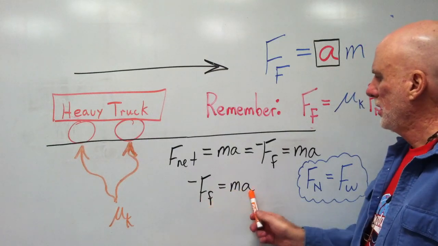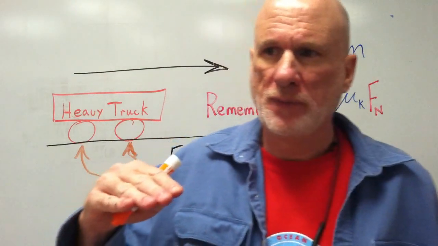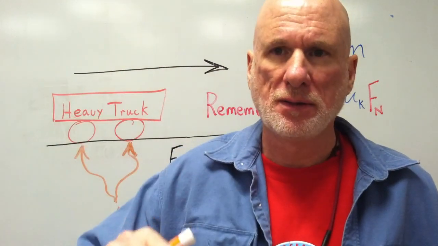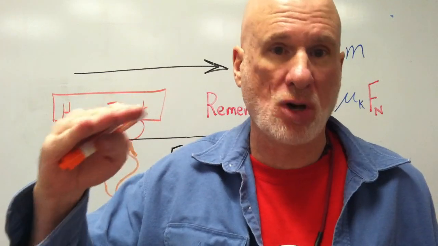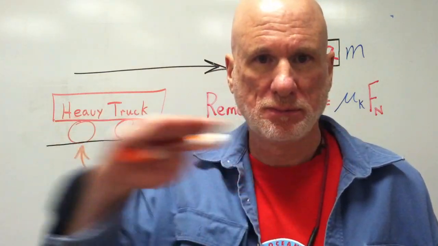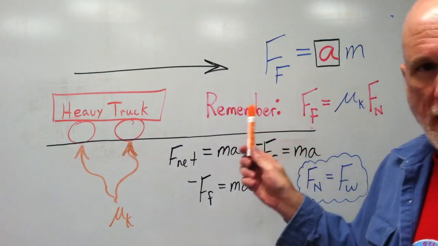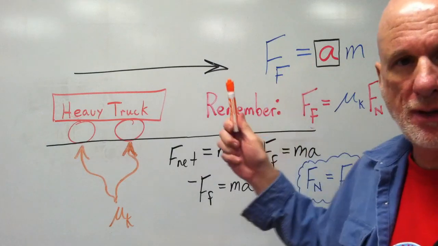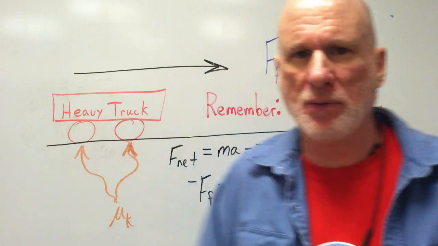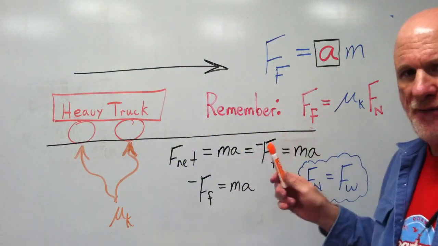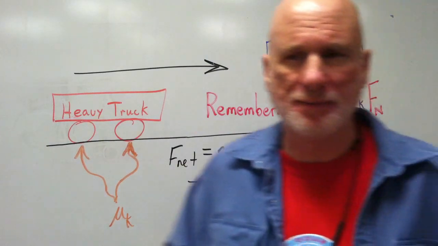Now, we also know that if I increase the load of the truck, I'm increasing the normal force of the truck because it's horizontal. Now, we have these two equations. F equals MA. I just wrote it a little differently, AM, same thing. And we also have FF equals mu K FN.